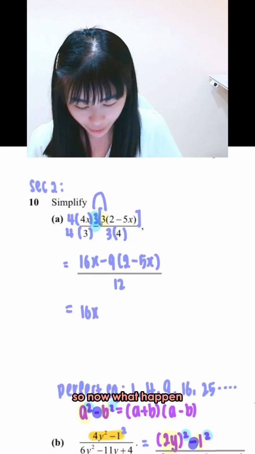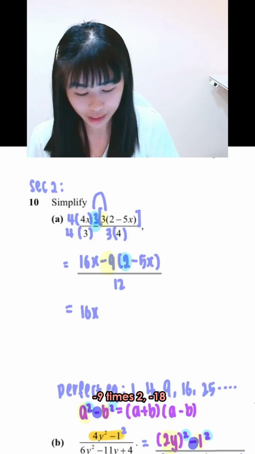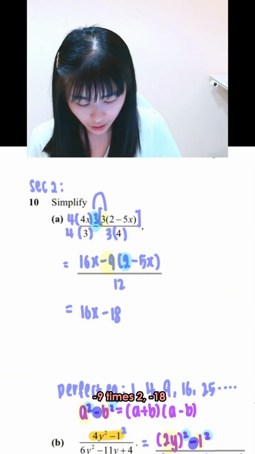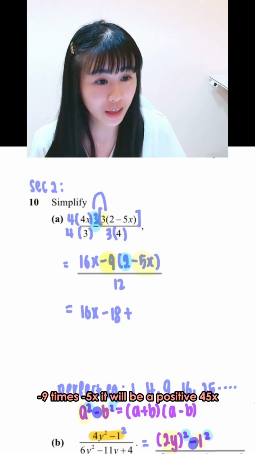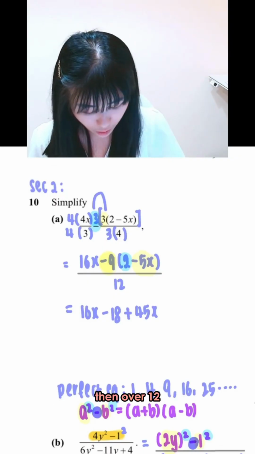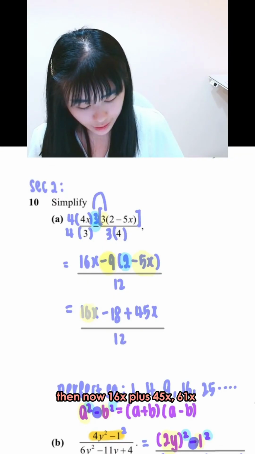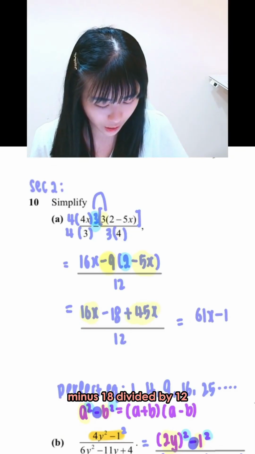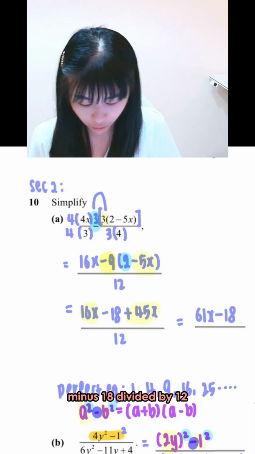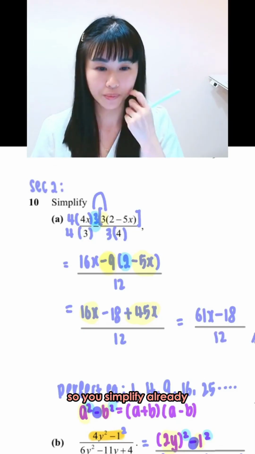So now what happened? You're going to rainbow. Negative 9 times 2, negative 18. Negative 9 times negative 5x, you'll get a positive 45x. Then over 12. Then now, 16x plus 45x, 61x minus 18, divided by 12. So you simplify already. Can be, right.